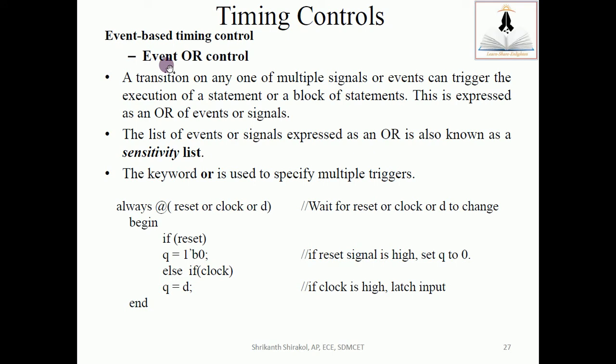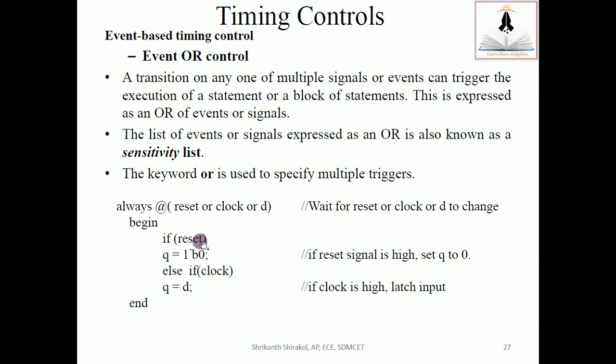Event or control. Here a transition on any one of multiple signals or events can trigger the execution of a statement or a block of statements. This is expressed as an or of the events. For example, if you have two or three variables and you want to keep a check on those, if an event occurs on any one of the variables, it should still be sensed. In that case, we use event or control. The list of events or signals expressed as an or is also known as the sensitivity list. The keyword or is used to specify multiple triggers.